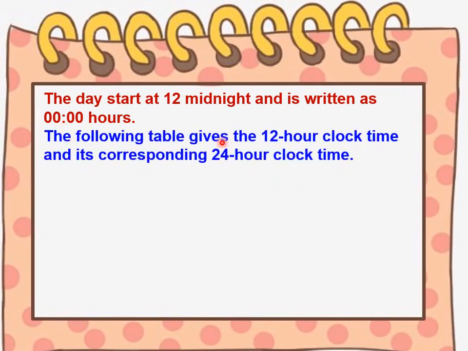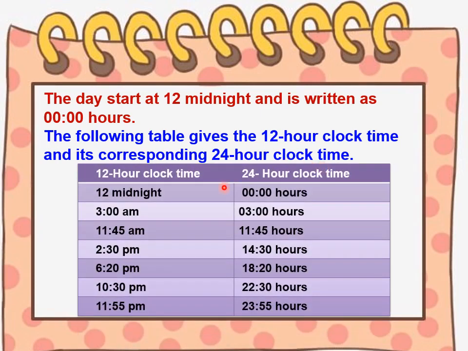The following table gives the 12-hour clock time and its corresponding 24-hour clock time. So this is the 12-hour clock time and this is the 24-hour clock time. 12 midnight, we write 0000 hours. Then 3 a.m., early in the morning, we write 03:00 hours. This 3 indicates the hour and 0 indicates the minutes, so 3 hours. Then 11:45 a.m.